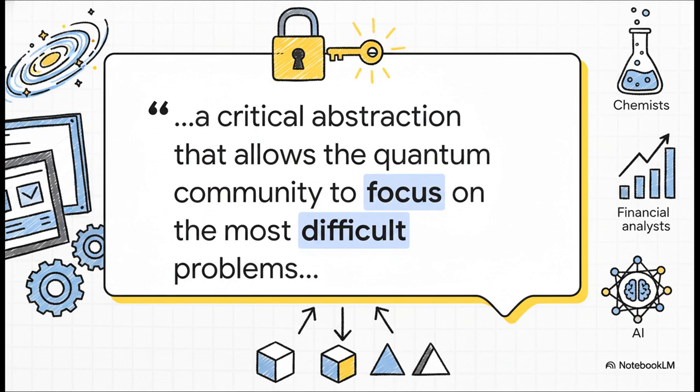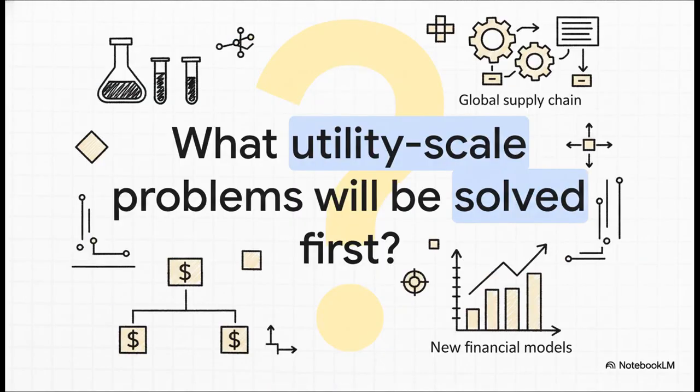They hide all the insane complexity of the hardware, which frees up the chemists, the financial analysts, and the AI researchers to focus on what they do best, solving the world's hardest problems without needing a PhD in quantum physics to do it. And this brings us right to the final, and honestly the most exciting question of all. We are officially stepping into the era of quantum utility, the time when these machines are finally becoming useful for real-world advantage. So now that the tools are in the hands of the innovators, the question isn't if we'll see breakthroughs, it's where will we see them first.